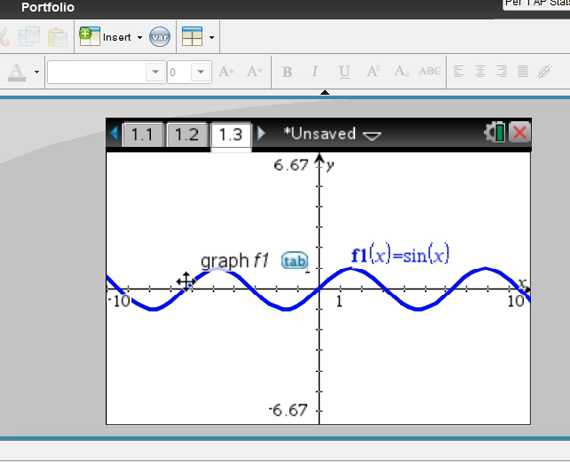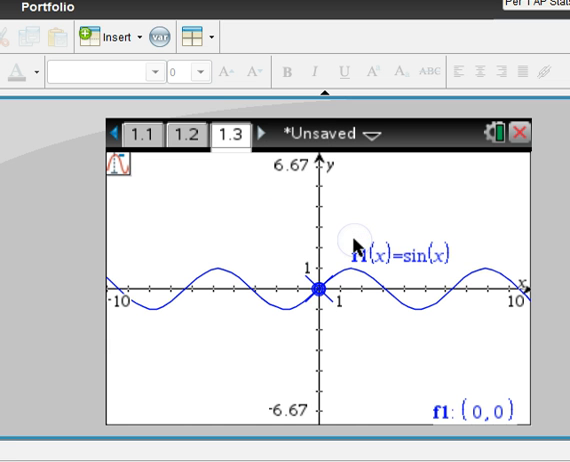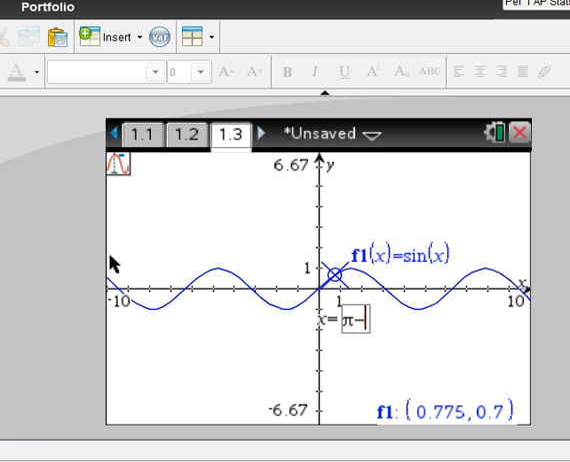So let's go to my menu here. I'm going to go to graph trace so I can type in some values. I go to 0.775. Okay, that gives me a y value of 0.7. Now I'm going to type in pi minus 0.775, because I can't remember what's on my other screen right now. There we go, 2.37, also 0.7.